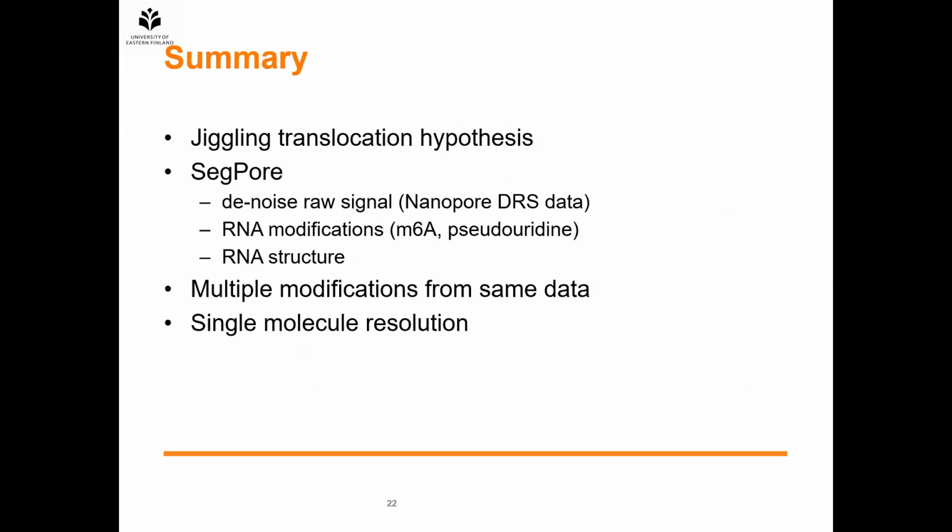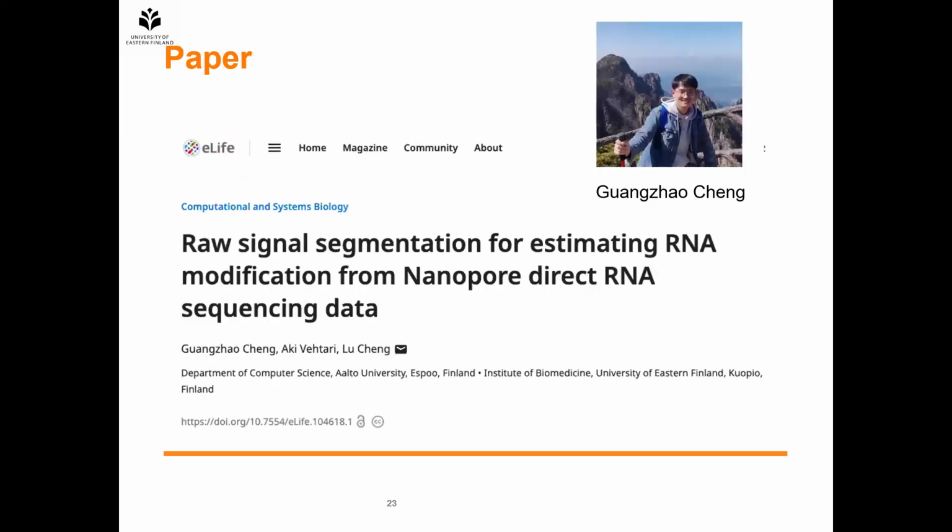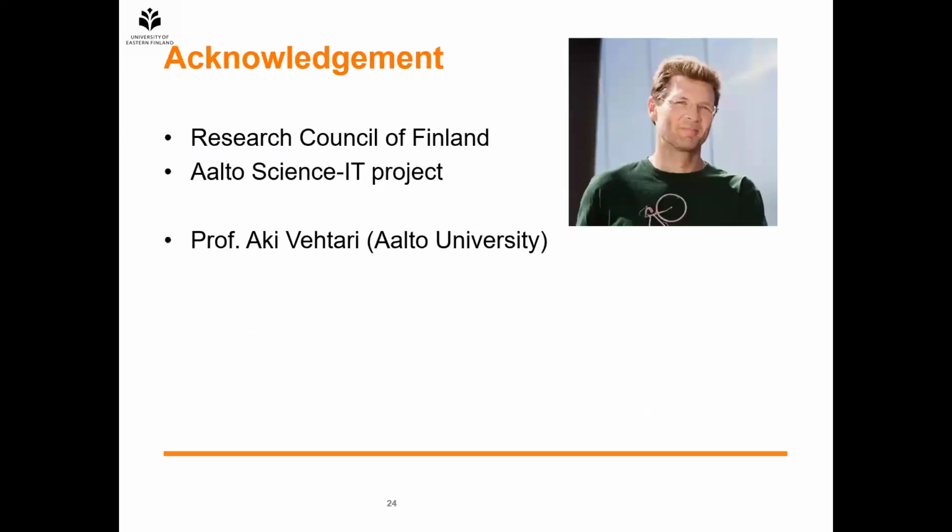So yeah, basically the take-home message is RNA goes through the pore in a jiggling manner, and this is a denoising method for direct RNA sequencing. Then we can estimate the modifications. Okay, and I just want to thank my student and my collaborator for this, and thanks for the opportunity.